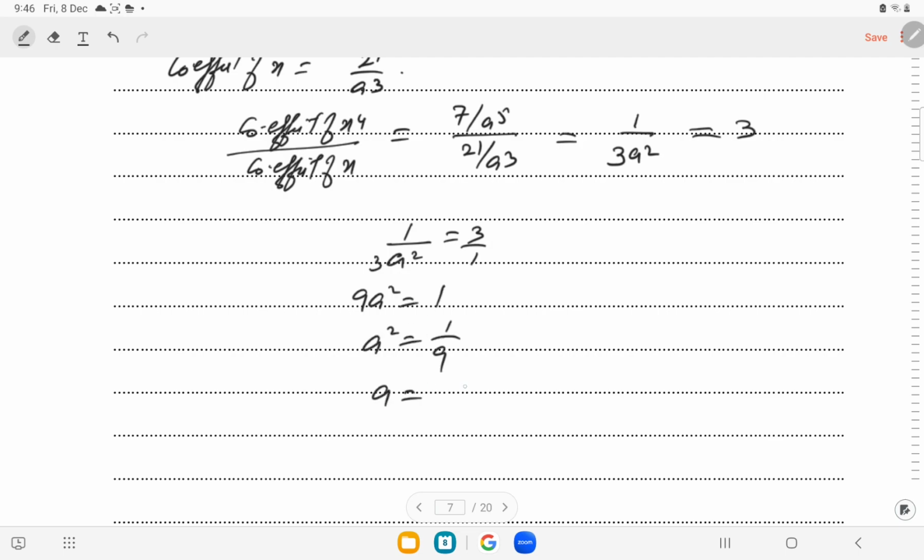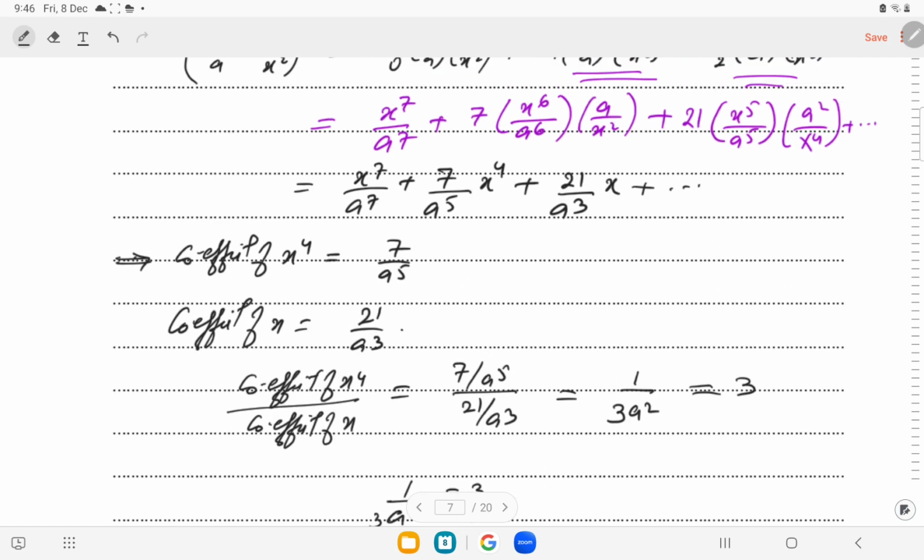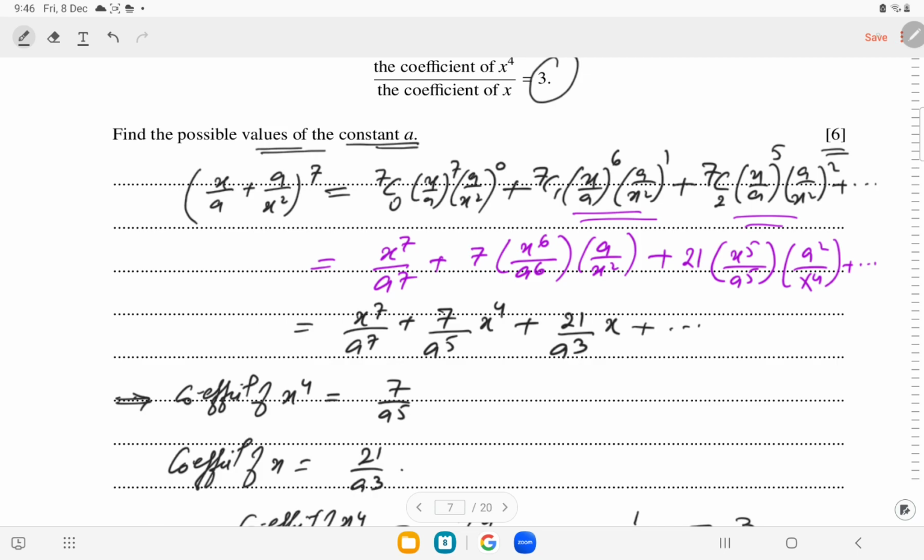So that gives you values of a, taking square root on both sides, plus minus 1 over 3. So these are the required values and the required answer that has been asked. I hope you got it.